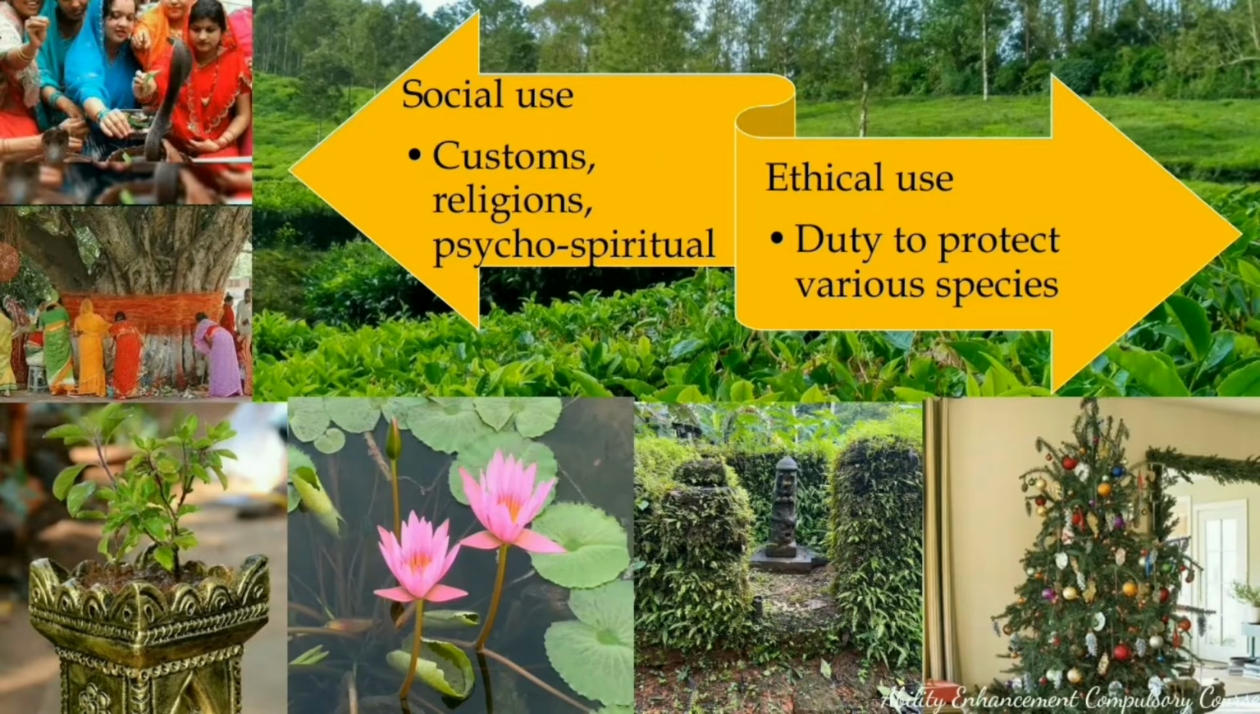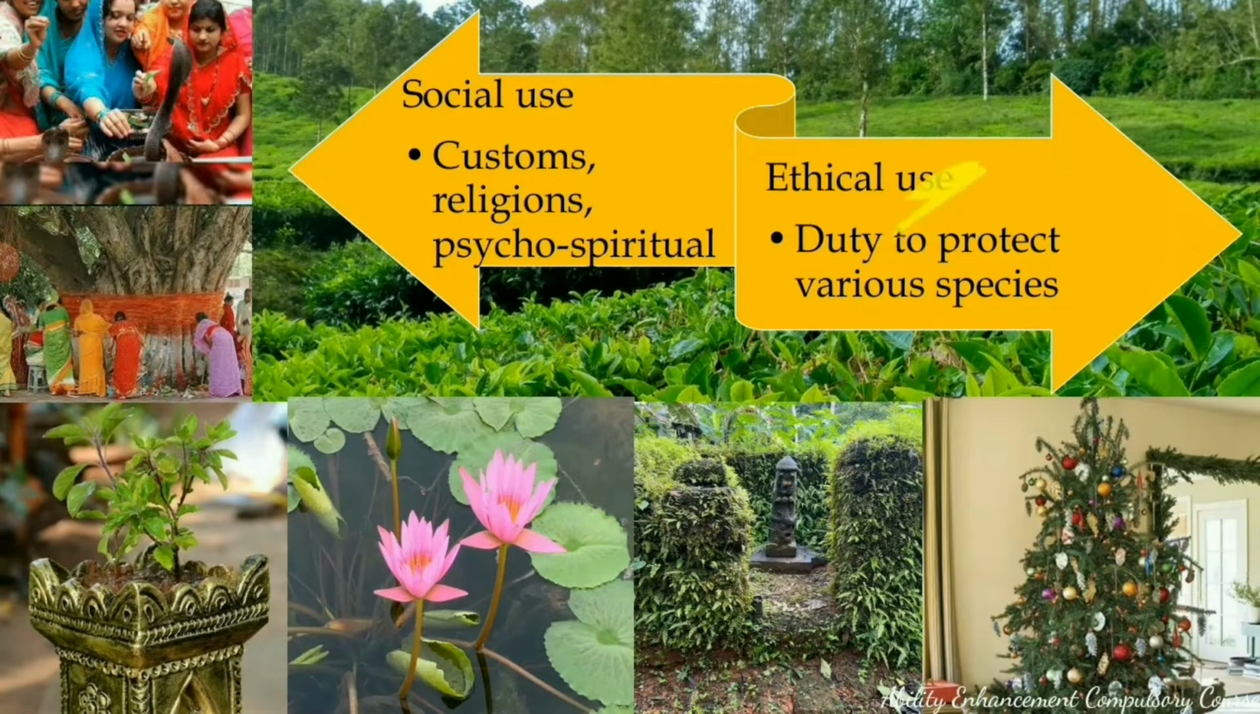Or this can even include worshipping animals like snakes or cows or peacocks. These are all examples of social use, wherein the value of biodiversity is associated with a particular custom or a religion or some kind of spiritual practice of the people.